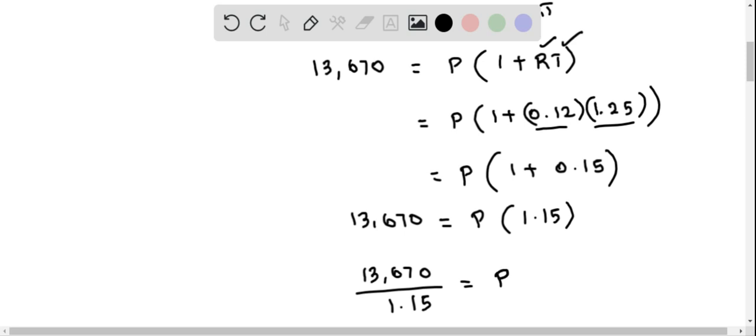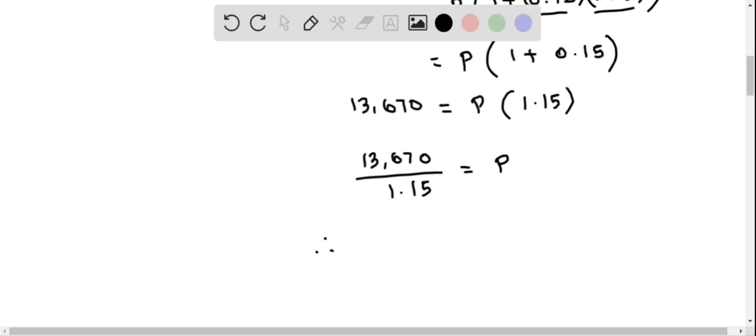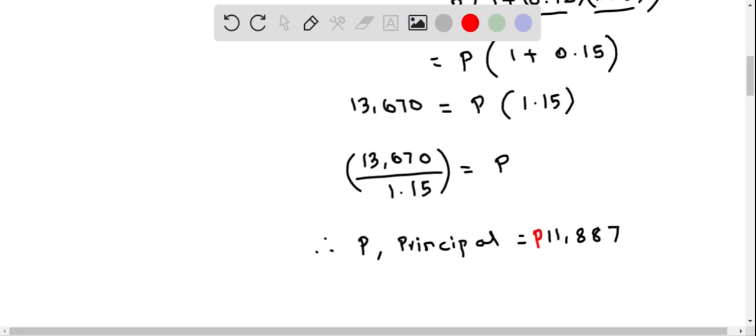where P represents the principal, and so therefore we write P, or the principal, equals, we find this 13,670 divided by 1.15 by plugging into the calculator. And when we do that, we approximately get 11,887 rounded to a whole number. And the unit of this one is pesos, so we put P. And so this is the principal amount.